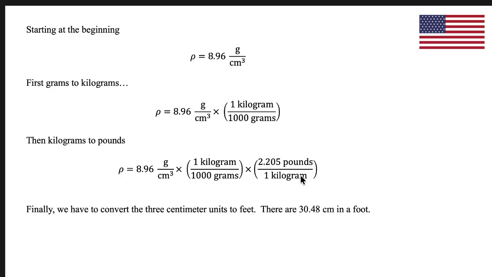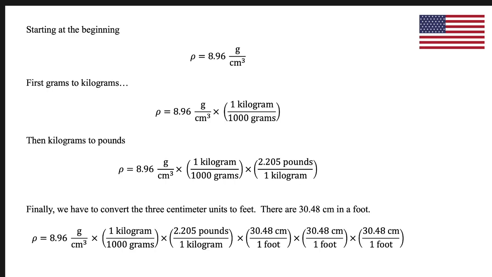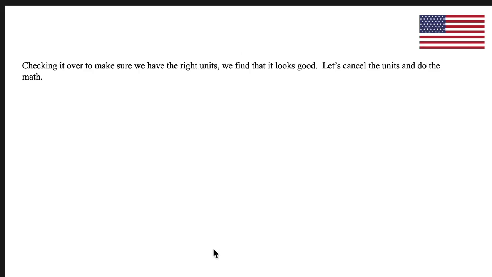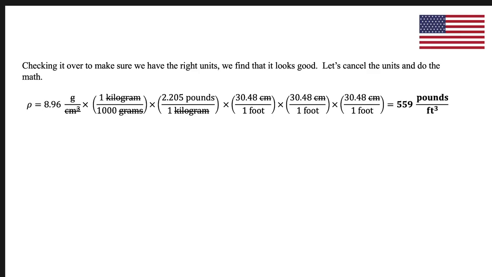Then we have to convert 3 centimeter units to feet. There are 30.48 centimeters in a foot. So we need 3 of those. And we're going to get pounds per cubic feet. 3 centimeters here, centimeters cubed in the bottom, grams, grams, kilograms, kilograms, they all cancel. Pounds per cubic feet. So we checked, we have the right units, it looks good.